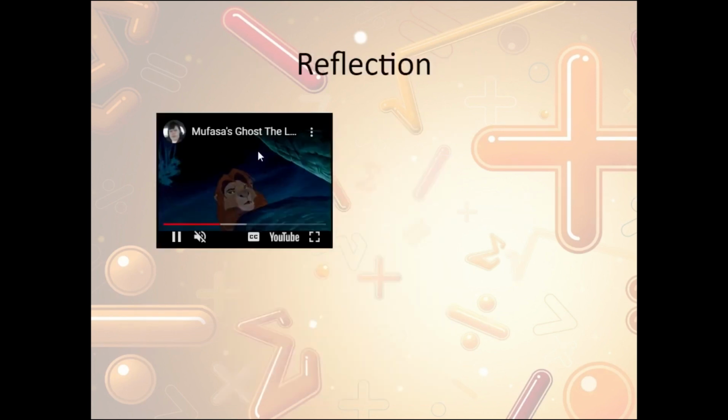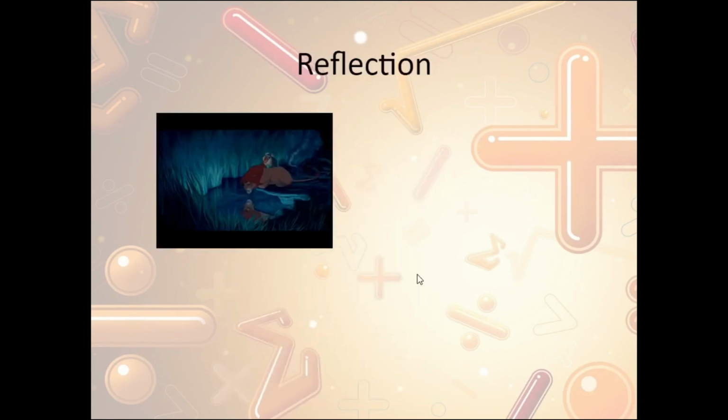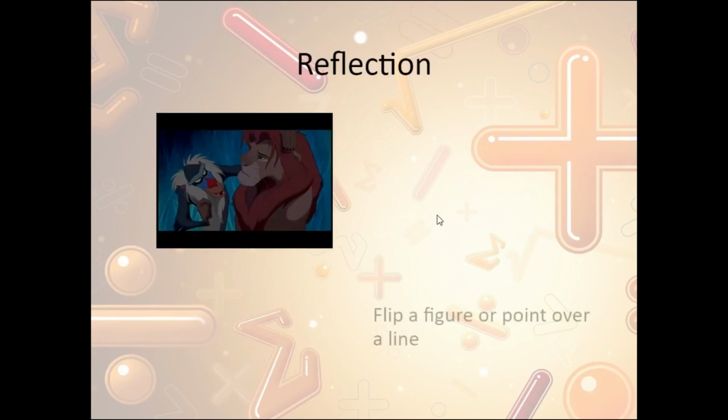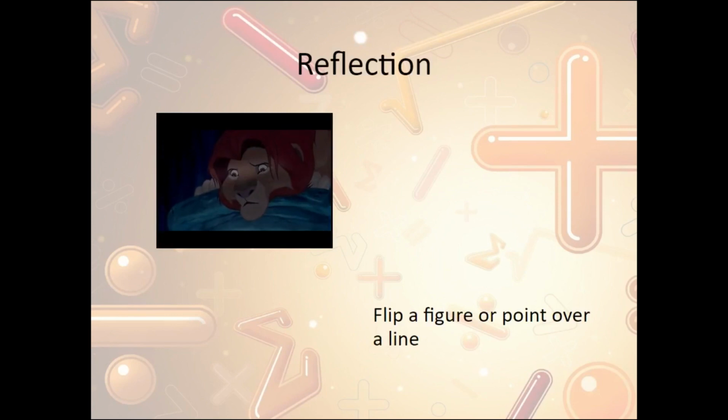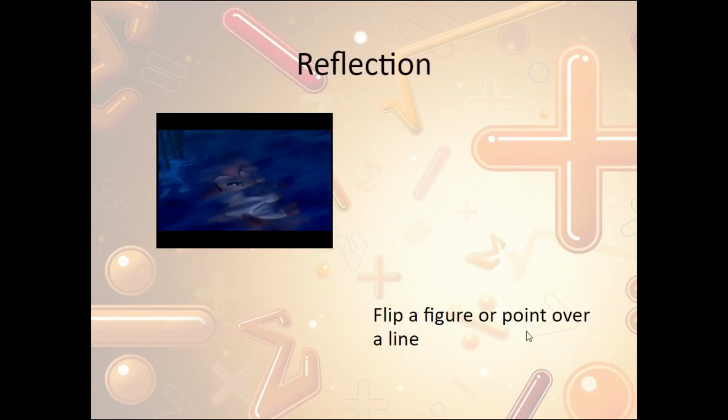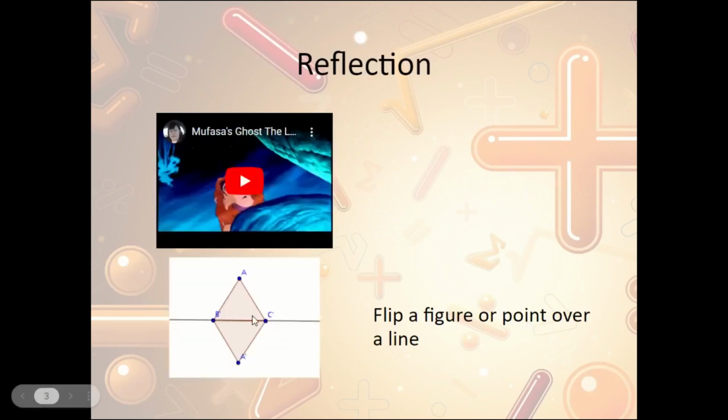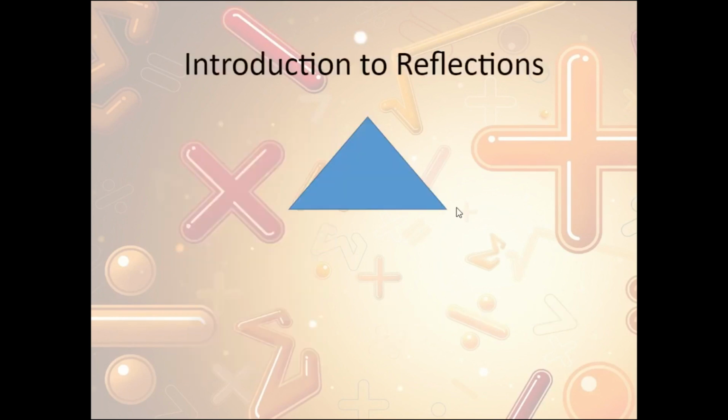Now here's a little video of Simba looking at his reflection in the water. So that's what a reflection is. Reflections occur when we flip a figure over a point or line. So for instance, we have a triangle here. If we flip it over this line, it's going to flip downward and look like this. So that's a reflection.